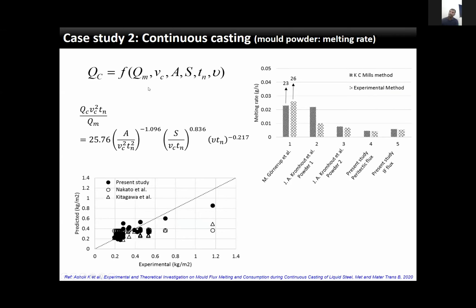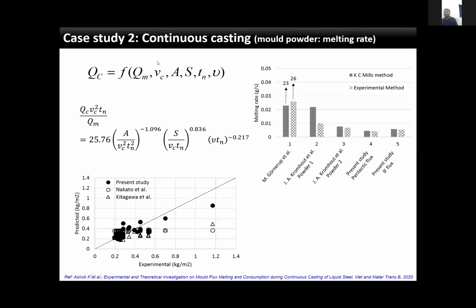In addition to that, we could propose another non-dimensional equation considering the casting parameters. If one wants to design the mold powder, all other casting parameters come into the picture. In our experiment, only the melting part is simulated, but not the casting speed, cross-sectional area, stroke, and the negative strip time. This is the casting speed, and this is the, what is it? This is the frequency of stroke. Okay, mold frequency, oscillation stroke, cross-sectional area of the mold.